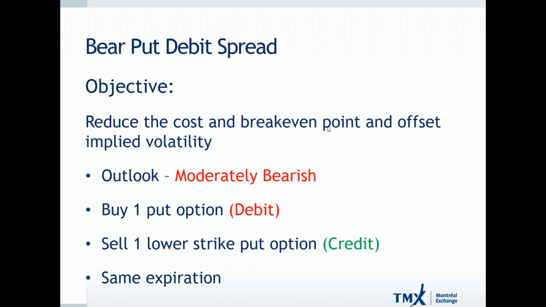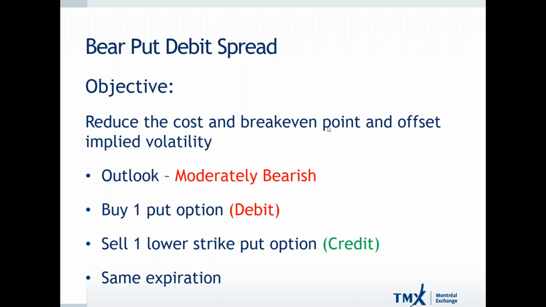So really, as I mentioned, our objective when utilizing this bear put debit spread is that we want to reduce the cost of the trade and we want to reduce the break-even point as well as offset implied volatility. So just a reminder that if you need a refresher on implied volatility, those videos are available in the archive. But understand that when a stock starts to sell, or when a market in general becomes overall bearish, option premiums increase in value as a reflection of the risk associated with the security or with the market. So that's what we refer to as the implied volatility associated with the contract.